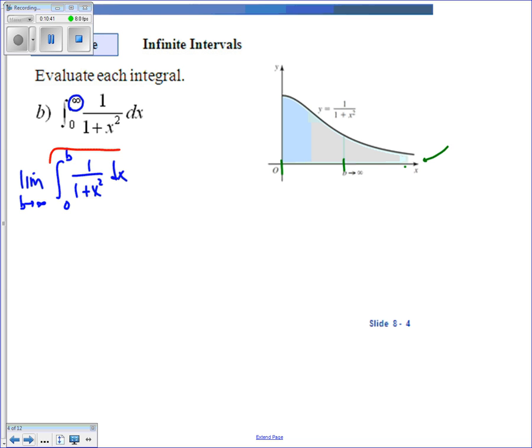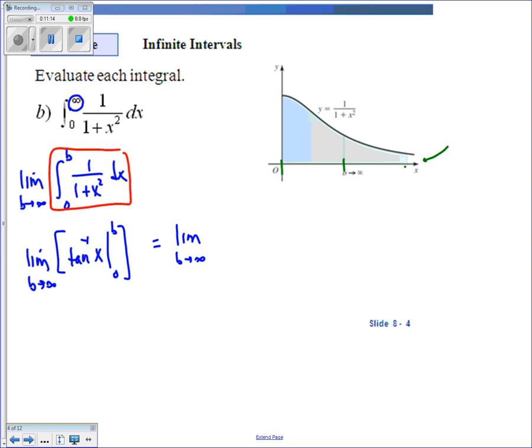I need to worry about this here. I need to integrate 1 over 1 plus x squared, which hopefully you recognize as an inverse tangent derivative. So this is the limit of inverse tangent of x. Okay? And I'm going to evaluate that from 0 to b. So I've got my limit, b approaches infinity. Replace the variable x with b and then with 0. So I'm going to have inverse tangent of b minus inverse tangent of 0.